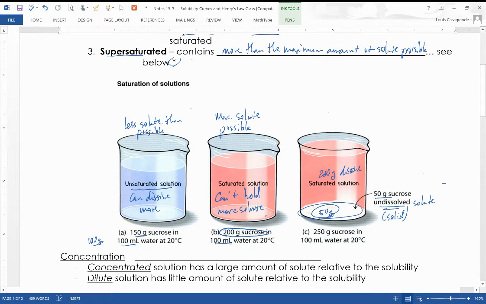Now, how do you get there? There's a very special way to get there, and we'll talk about it on the next page, but you cannot get there by simply adding more solute. And if you add more solvent, well, you're putting in too much solvent now, and you're going to be able to dissolve more, but it's not going to increase the solubility. It's just going to increase the total volume of the solution, and so you're going to dissolve more of the solute in that larger volume of the solution.